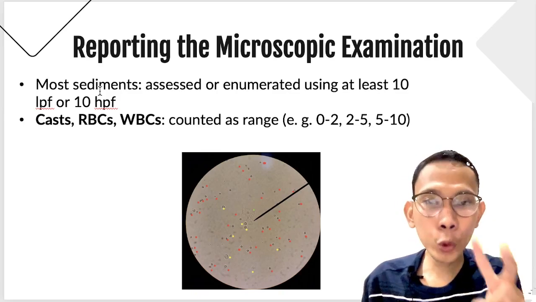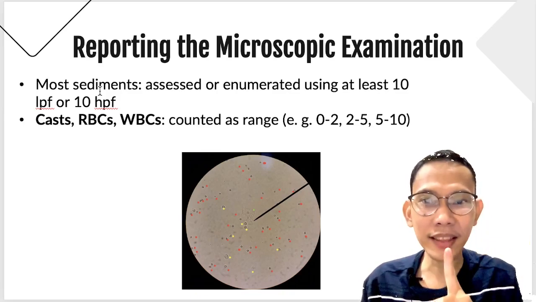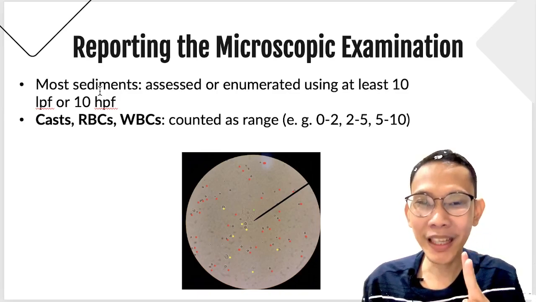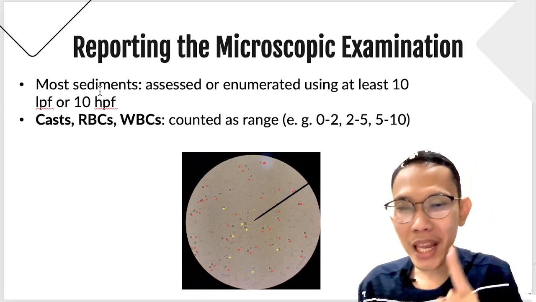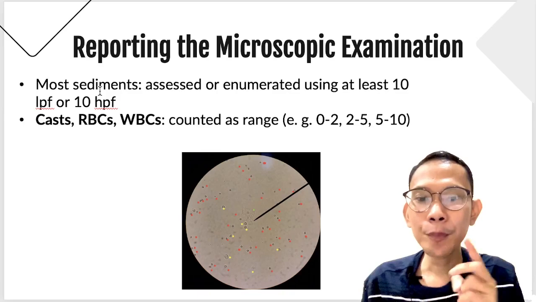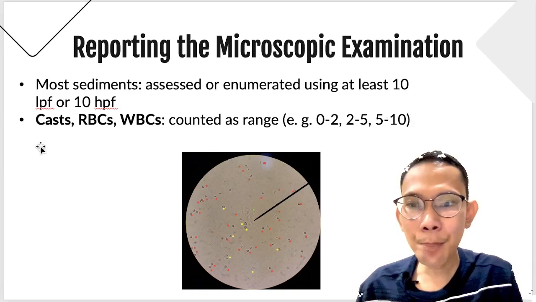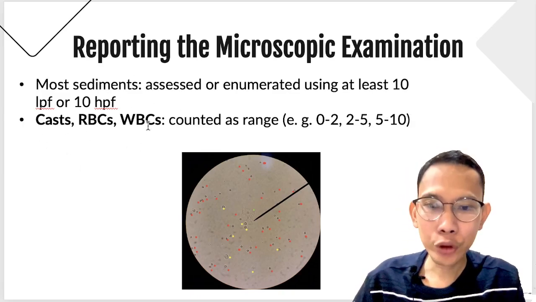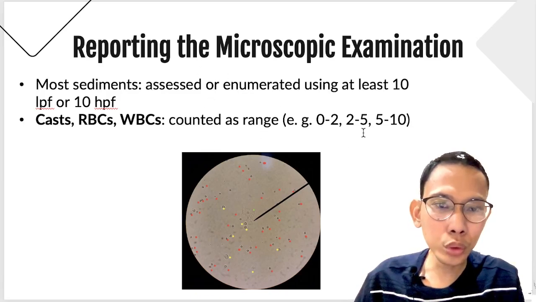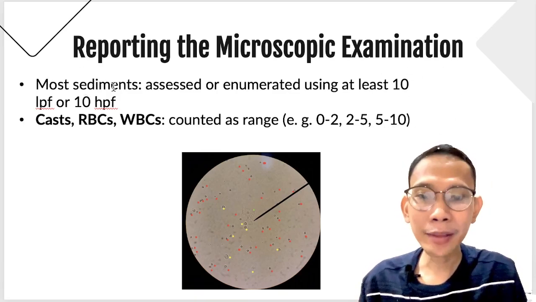And again, we have two important steps in reporting, di ba? Meron tayong counted as range, yung kinakount natin, and descriptive, nakikita niyo yan sa urinalysis result niyo sa annual examination, di ba? May nakalagay na few, many, etc. That is your descriptive or qualitative description. And lastly, yung counted as range talaga. For example, 0 to 2, 2 to 5, 5 to 10. For example, your casts and your RBC and your WBC. These are counted as range. So, naka-range siya 0 to 2, 2 to 5, 5 to 10. So, this is based on a 10 low power field, 10 high power field.